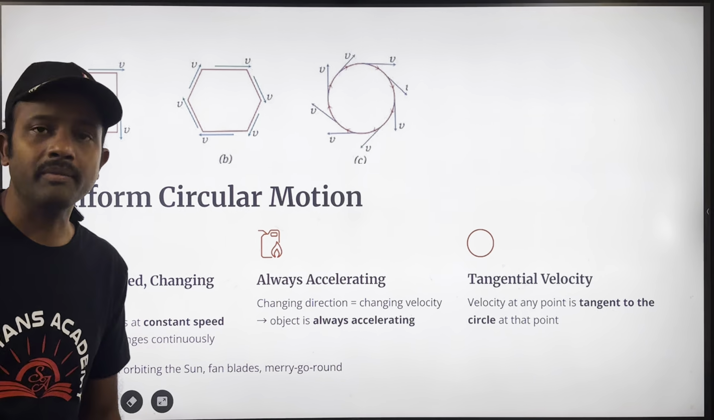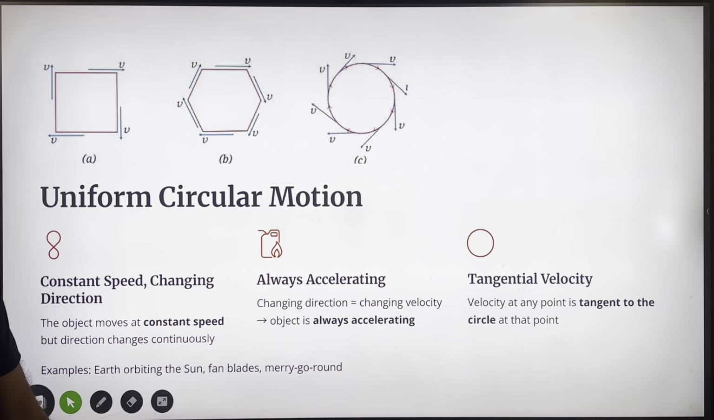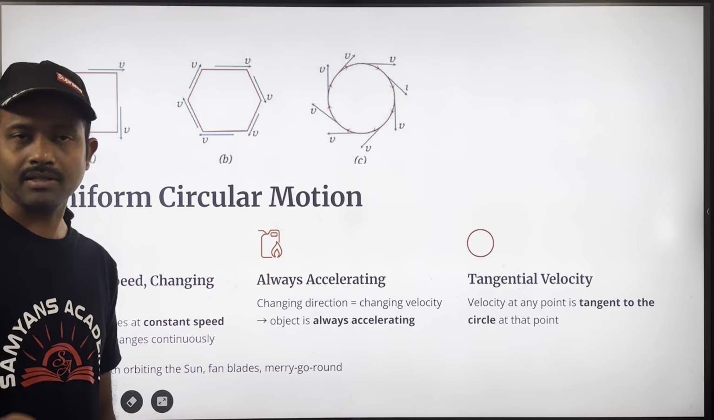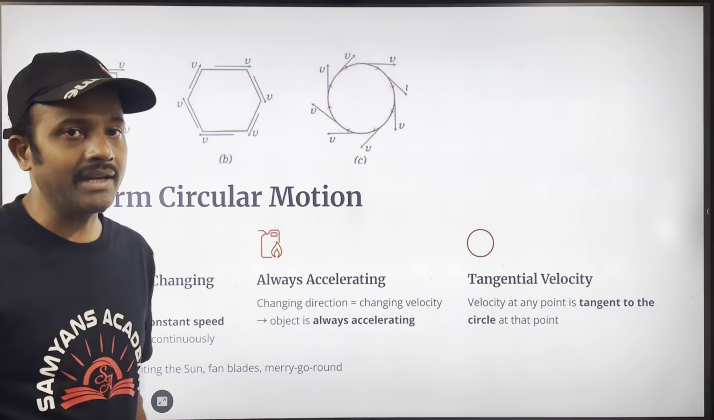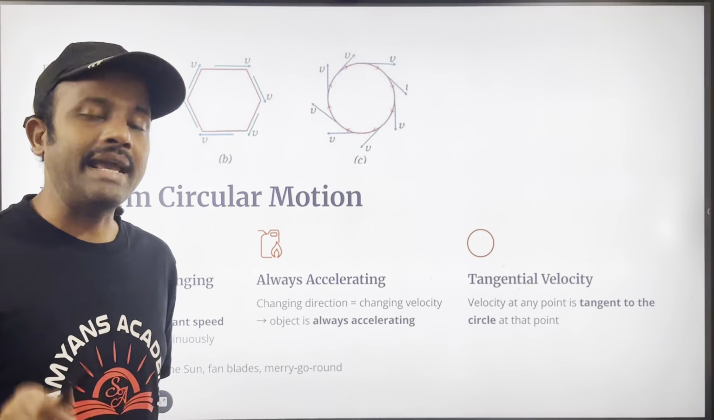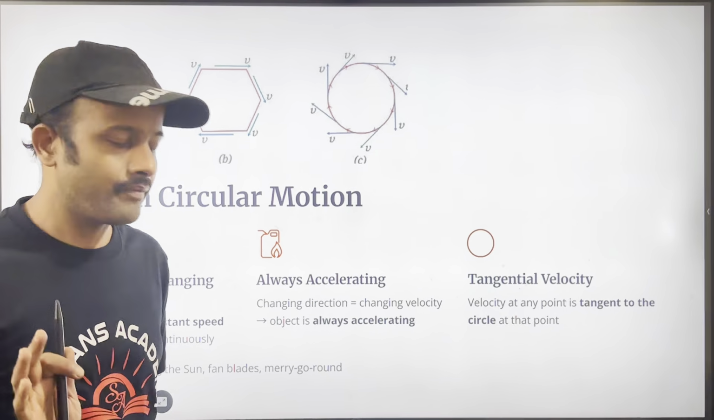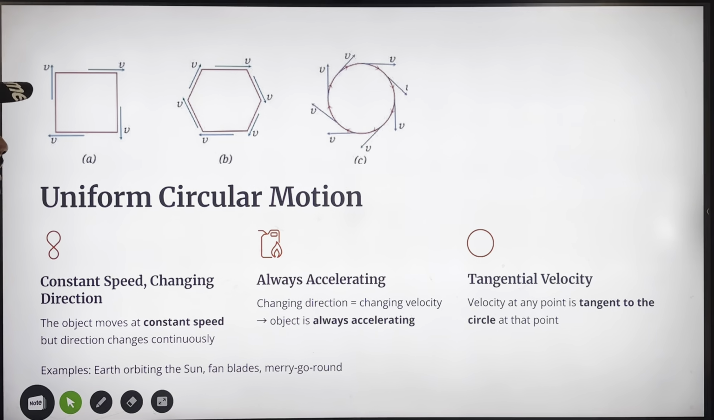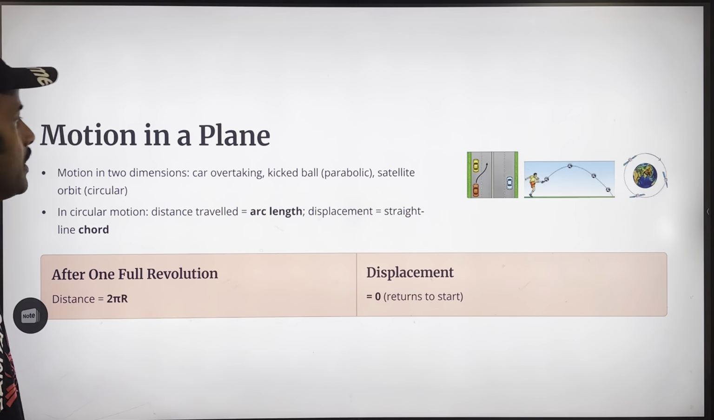If direction is changing, it means the velocity is changing. Velocity is changing means that it is accelerating. How do you find the direction of that velocity? The tangent drawn to that circle gives the direction of the particle at that instant. Okay. Now, come to motion in a plane.